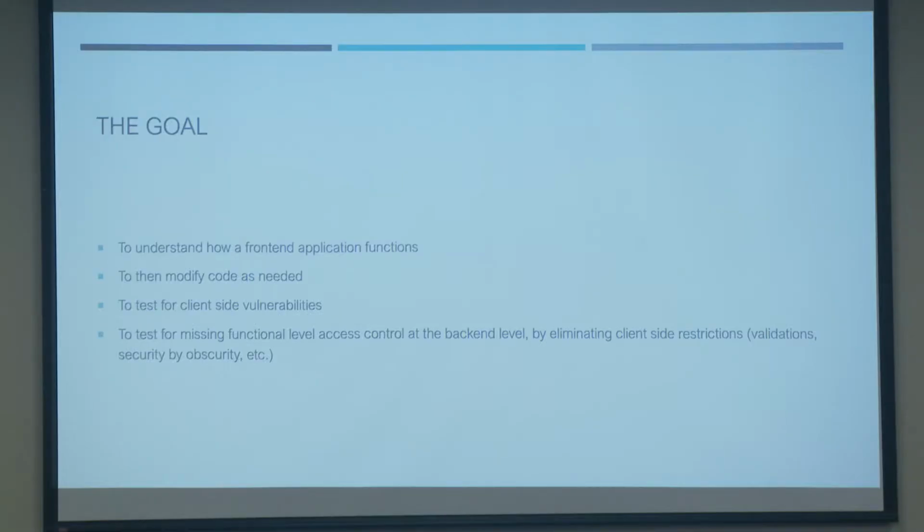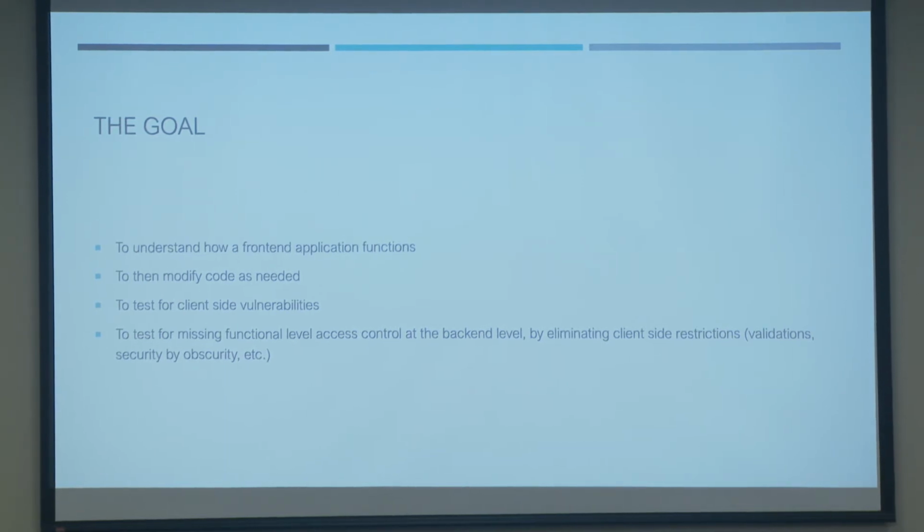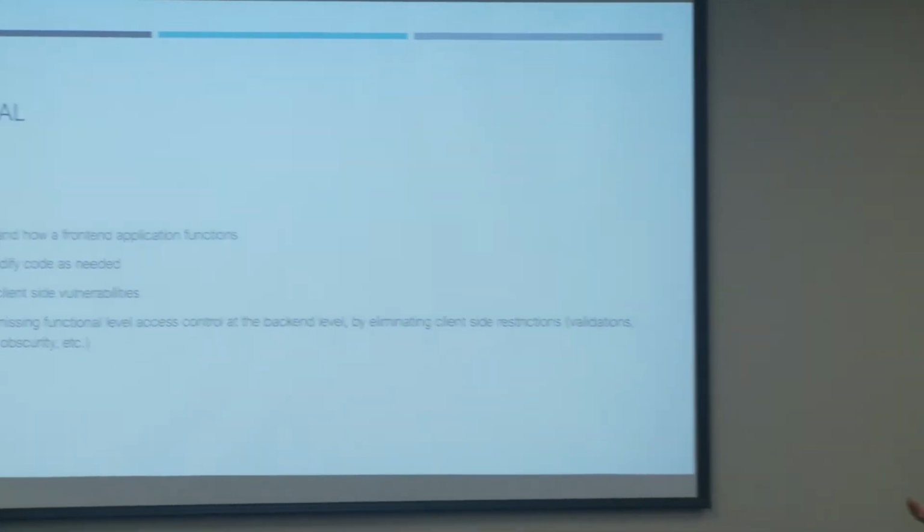So the goal was to understand how a front-end application functions at the code level, modify code as needed, test client-side vulnerabilities, and test for missing functional level access control at the backend level. I do this by eliminating client-side restrictions through modification of code, things that do validation and apply security. So maybe there are front-end controls that are preventing you from seeing admin functionality, but that's all that's in place. It's just front-end stuff that you should be able to bypass.